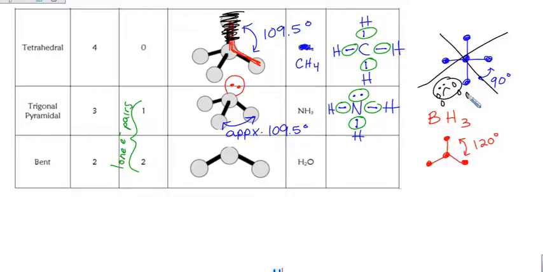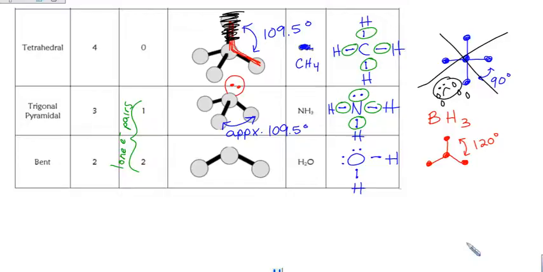Now look at this bent structure. Let's draw a water molecule. Very, very common. 1, 2, 3, 4, 5, 6 valence electrons. We'll hook the hydrogens on next to the single electrons of oxygen. Lewis structure, easy, right?